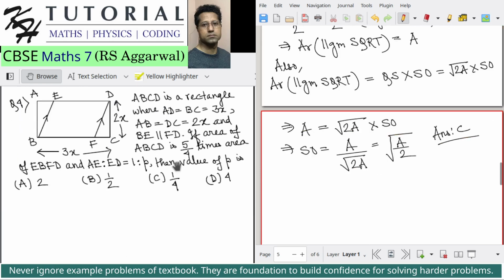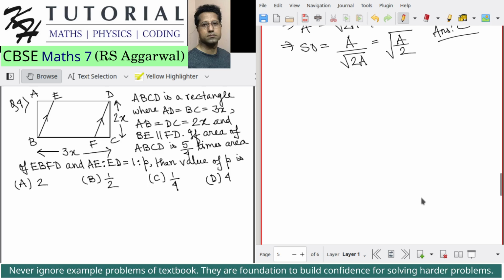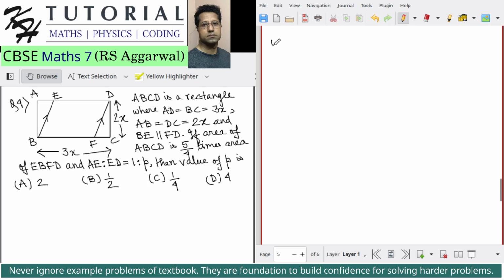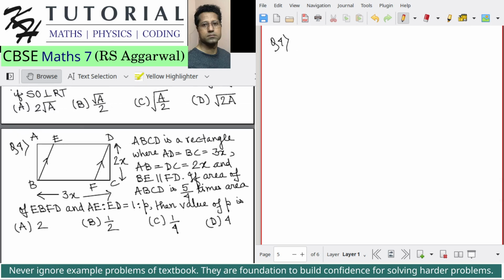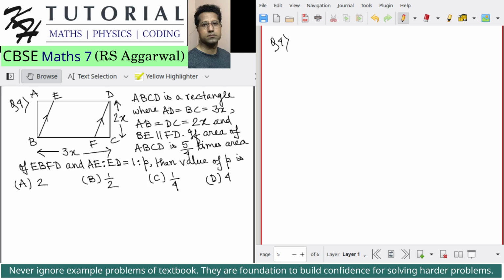Okay, let's do the last problem, question number 4. ABCD is a rectangle where AD is equal to BC, equal to 3x. So the length is given to be 3x and the breadth is given to be 2x in the rectangle ABCD, and BE is parallel to FD.